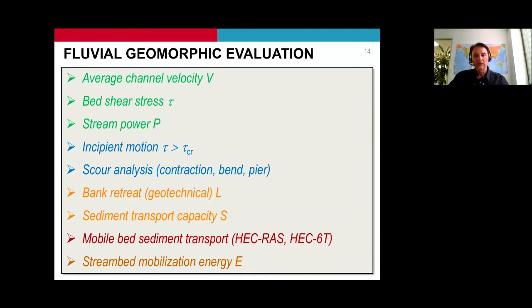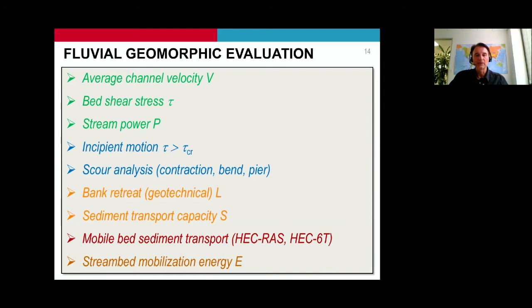More involved are the incipient motion analysis, where you compare the shear stress to critical shear stress of bed particles, and also scour analysis with relevant scour components. Even more complex is a bank retreat analysis and sediment transport capacity, which require specialized tools for evaluation. And on top of the complexity list and cost would be a full-blown mobile bed sediment transport modeling using, for example, HEC-RAS or HEC-6T.